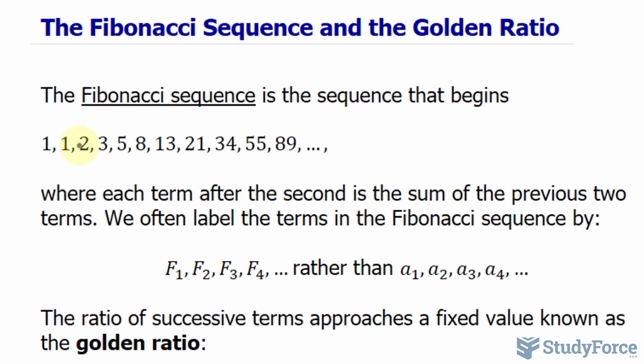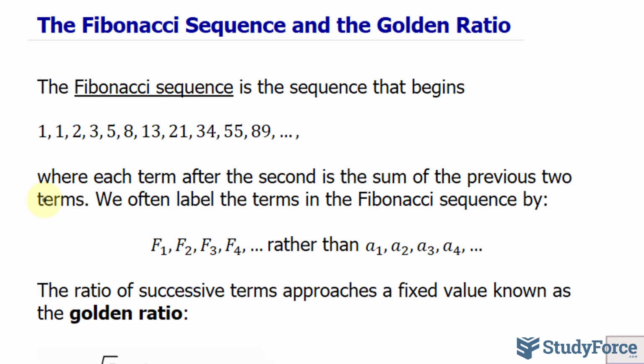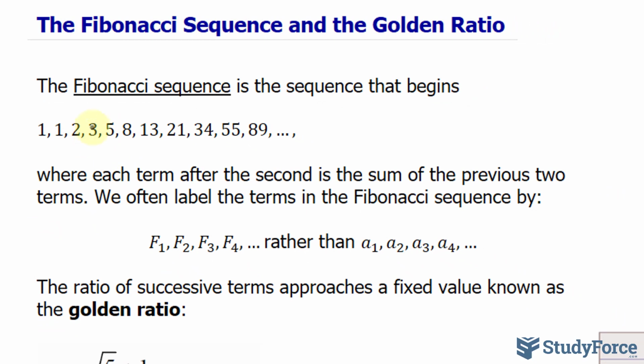Notice that the third number in the sequence, 2, is a sum of the previous two numbers. 1 plus 1 makes 2. 3 is the sum of the previous two numbers again. 1 plus 2 makes 3. And this is how the Fibonacci sequence is born. 2 plus 3 is 5. 3 plus 5 is 8. 5 plus 8 is 13, and the pattern continues.